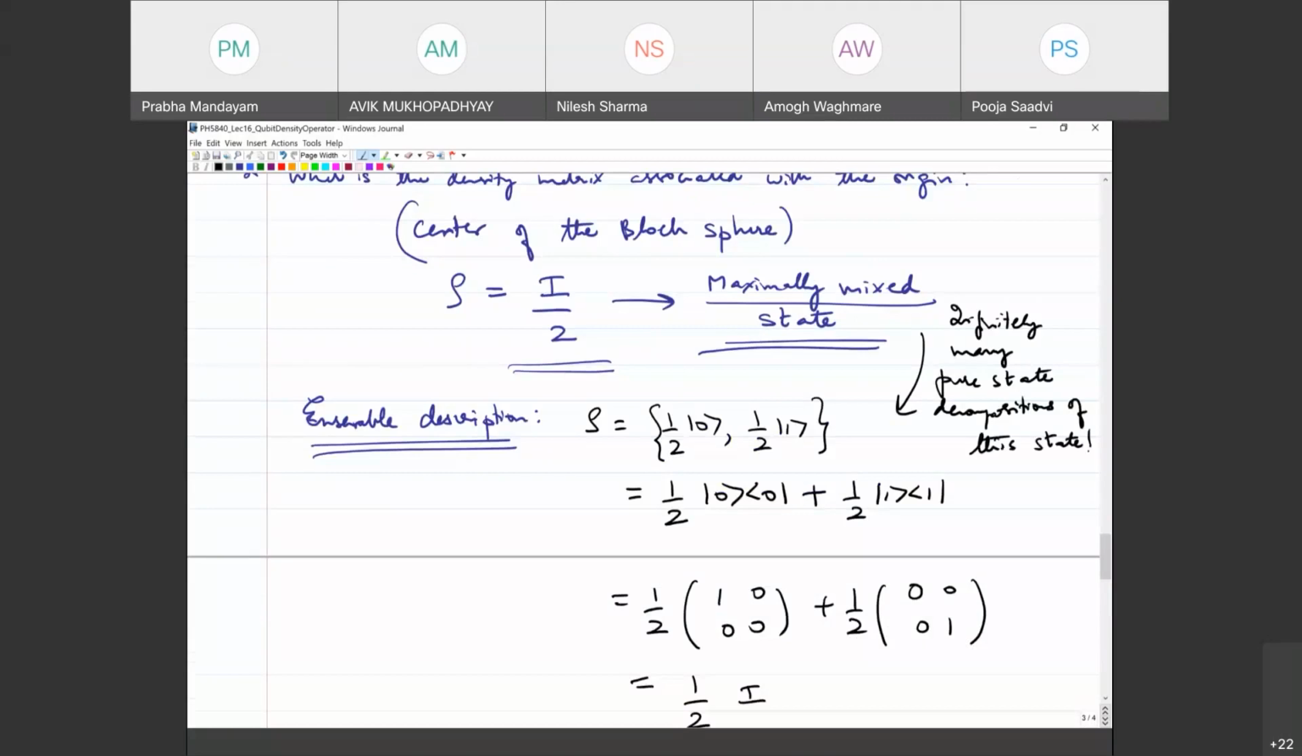Which means this is a state about which we have pretty much no information. It is a state about which we are maximally uncertain. It is a state of maximum entropy. Normally, when I give you a pure state description, if I tell you that this state could have been 0 with probability 1/4 and 1 with probability 3/4, that is the physical description of the density matrix, which is 1/4 ket 0 bra 0 plus 3/4 ket 1 bra 1.